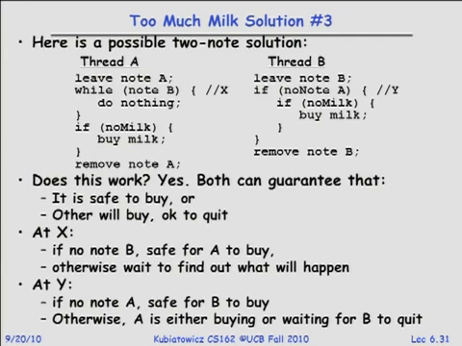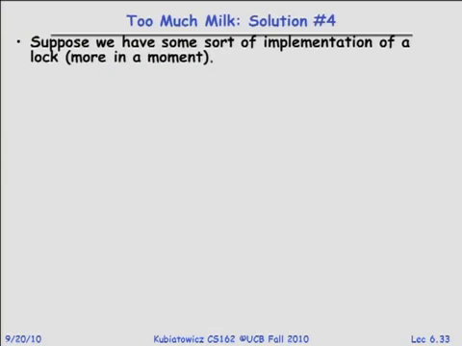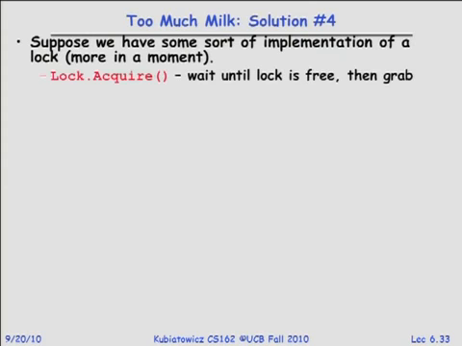And there's a better way, and that better way is to have the hardware provide better primitives. I'm going to quickly show you a good solution here. Suppose we have a lock. Well, I haven't told you how to do a lock, but suppose we do. Then we might have a lock acquire, which waits until the lock is free, then grabs it, and lock release, which is unlock. But notice this wait here: I haven't specified whether it is busy waiting or not.